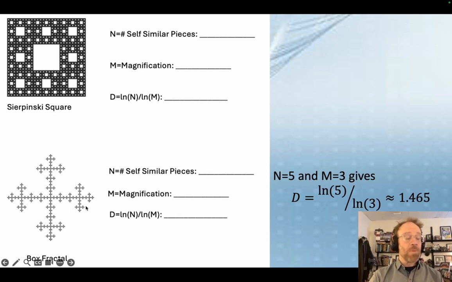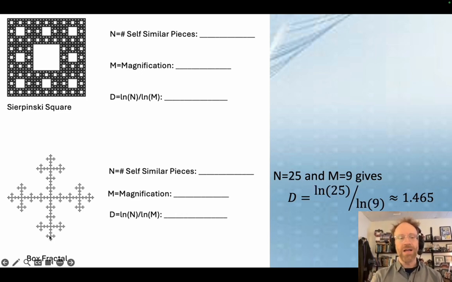If I went even smaller, then I can get 25 of these things, right? How do I get 25 so quick without counting them? Well, there were 5 in the original, and each one has 5 of the smaller ones. So there's 5 copies of 5, or 25, and they have an m of 1/9. An m of 9. So that gives me, again, 1.465.